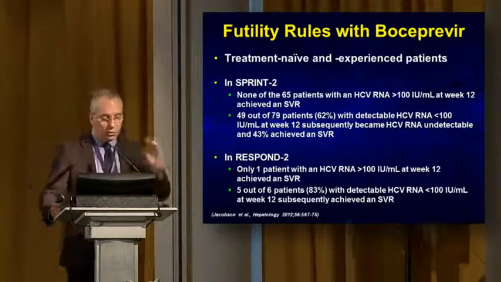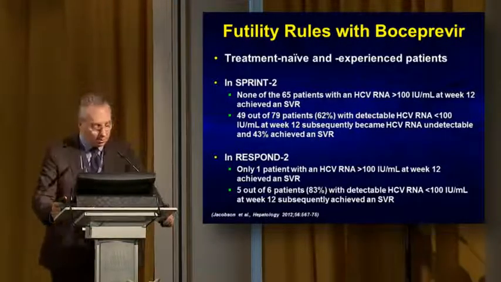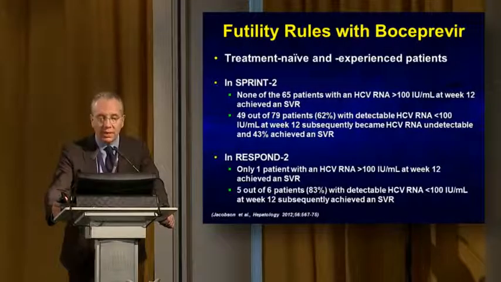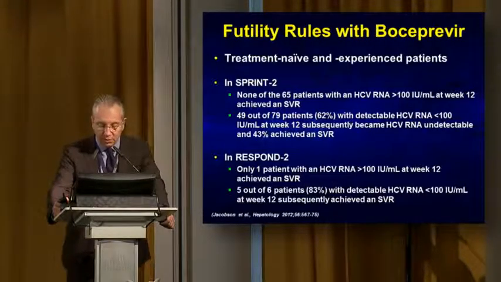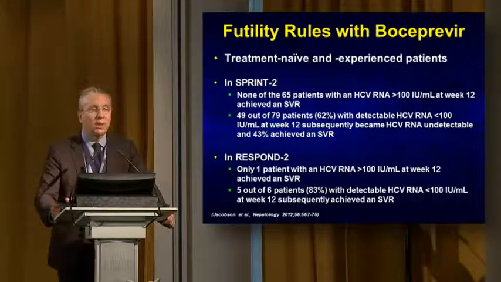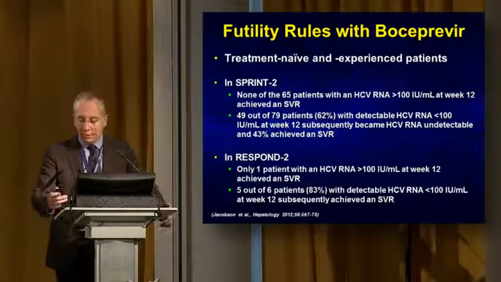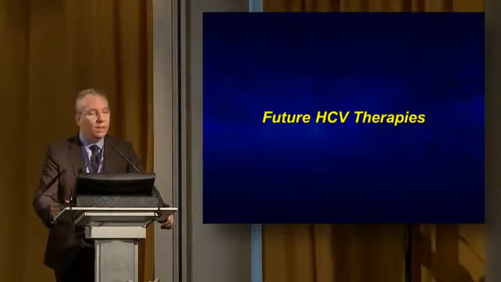And the same was true in the RESPOND2 trial in treatment-experienced patients. Only one patient with an HIV RNA above 100 IU per ml at week 12 achieved an SVR, and 5 out of 6 patients, 83%, with detectable HIV RNA below 100 at week 12 subsequently achieved an SVR. 100 IU per ml is the appropriate threshold.